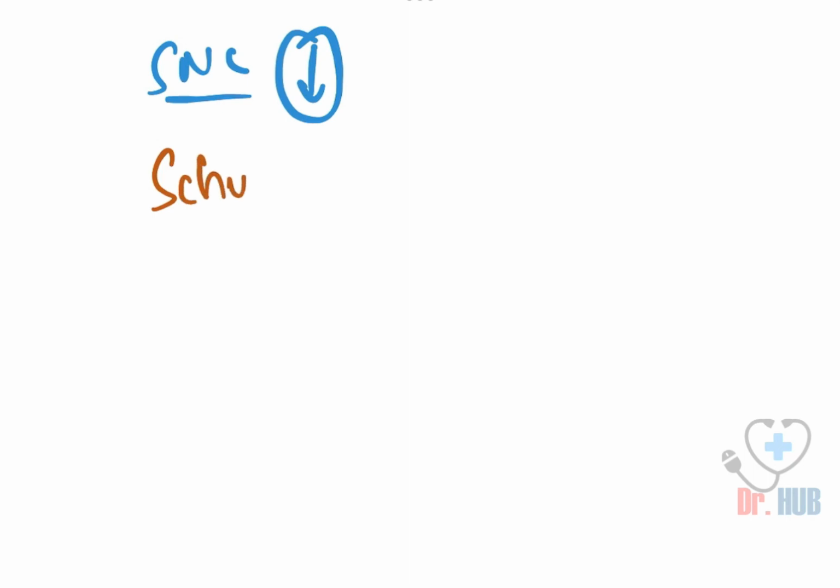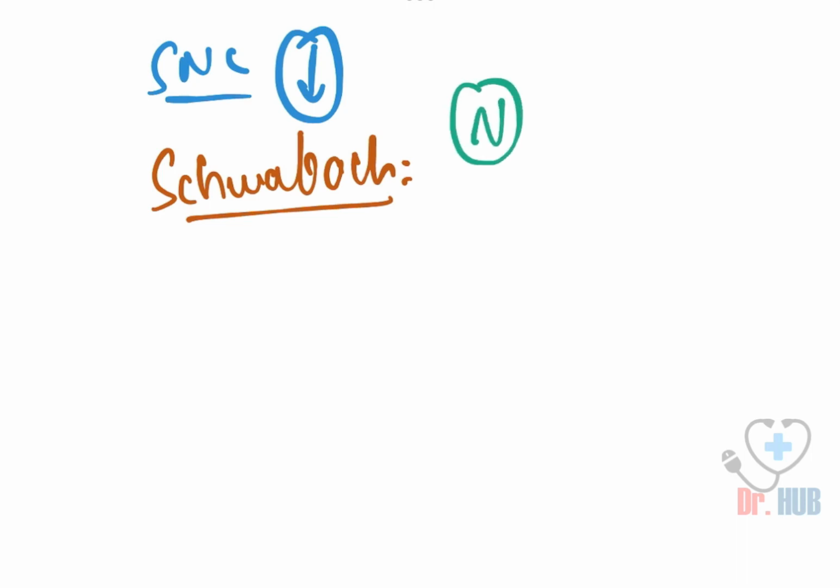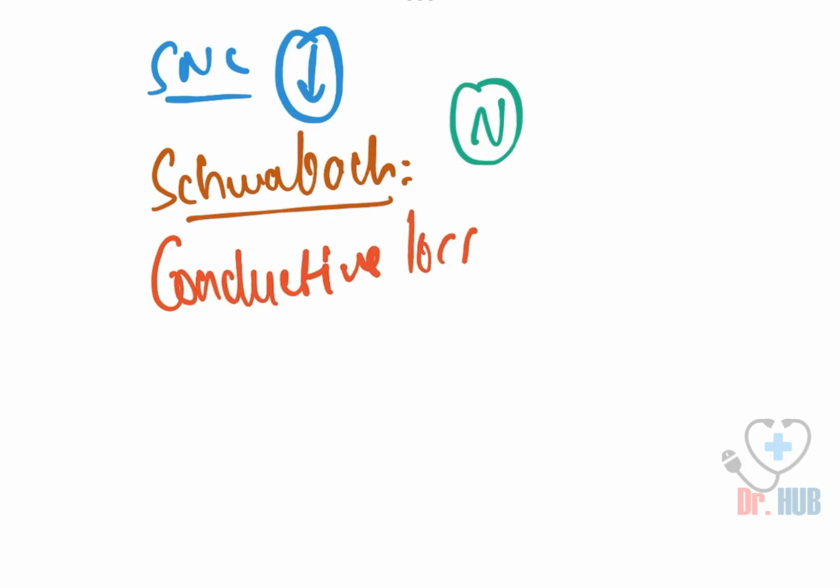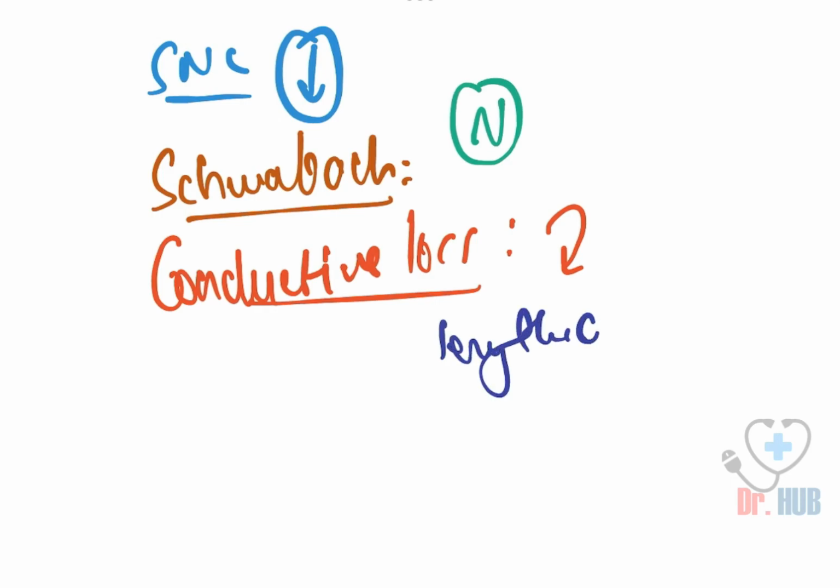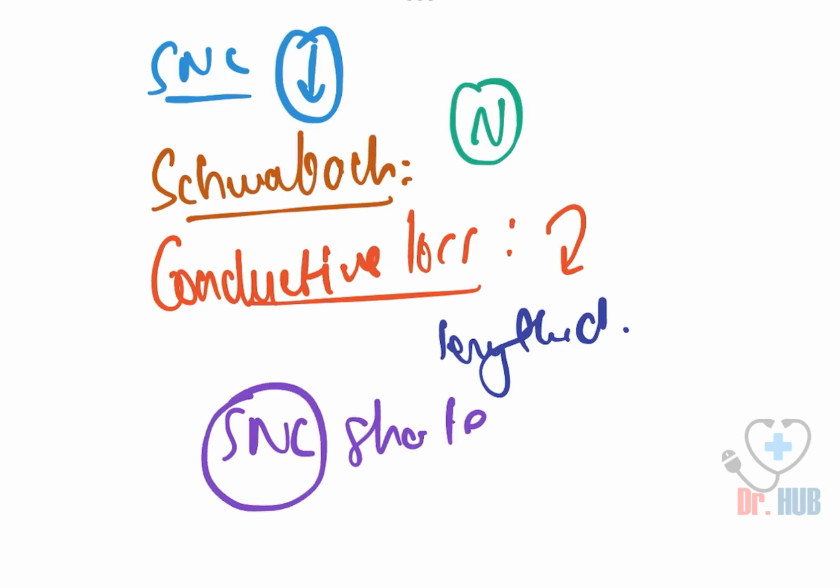Next we move on to the Schwabach's test. In case of the Schwabach's test, it is normal. Then the conductive loss: what we see is that it is lengthened. Looking at the sensory neural loss, it is shortened.